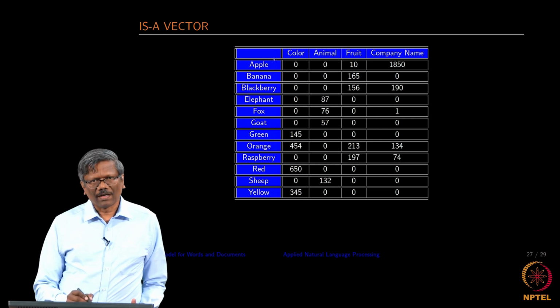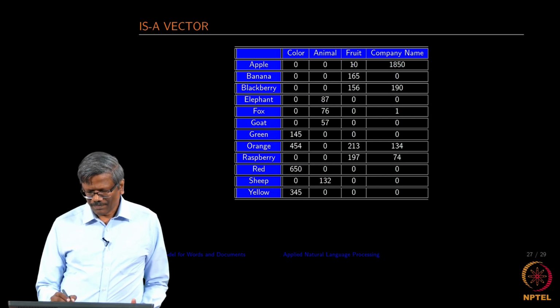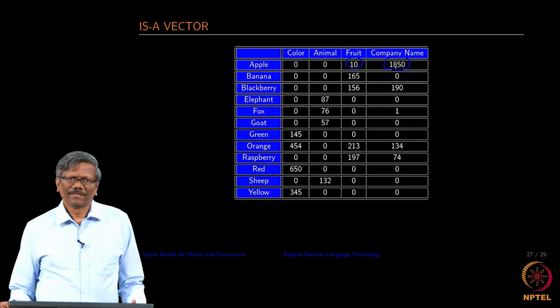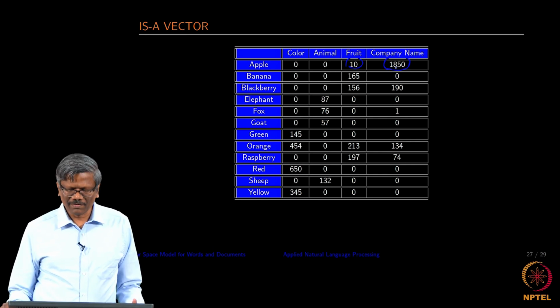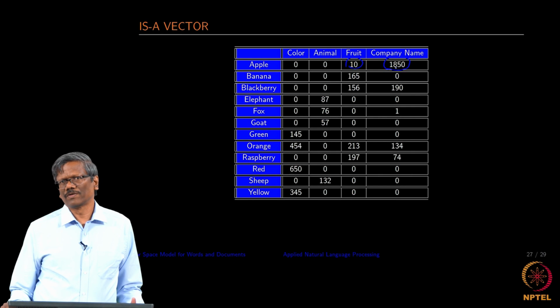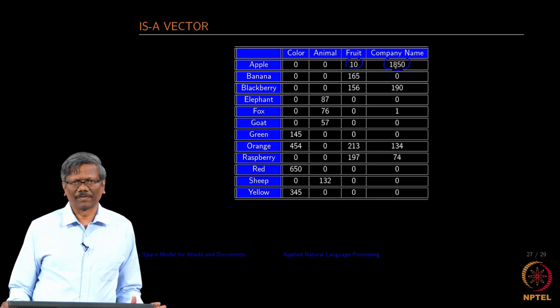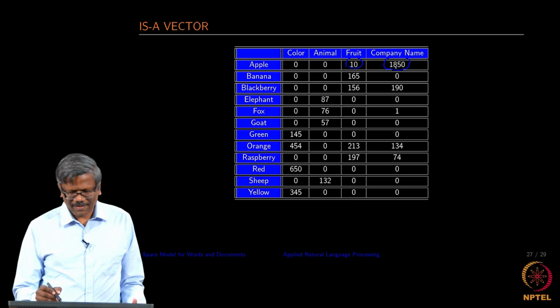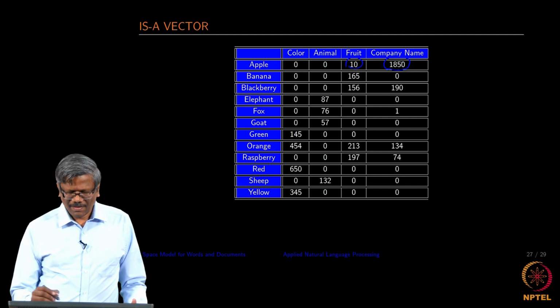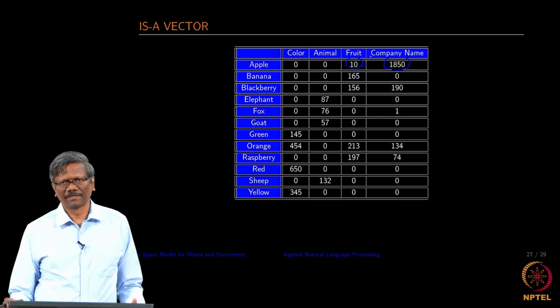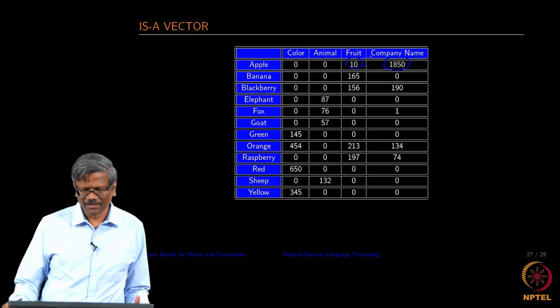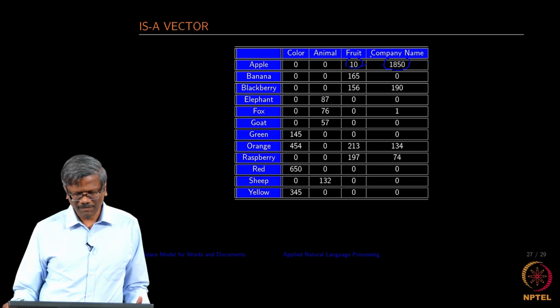Apple is not a color, it is not an animal, it is a fruit, it is a company name. Okay. So, if you search Google for Apple, most of the time in the first few pages you get only the details related to Apple, the company. Okay. That is why I have just marked this. Very few documents in the first 10 pages of Google are related to the fruit.